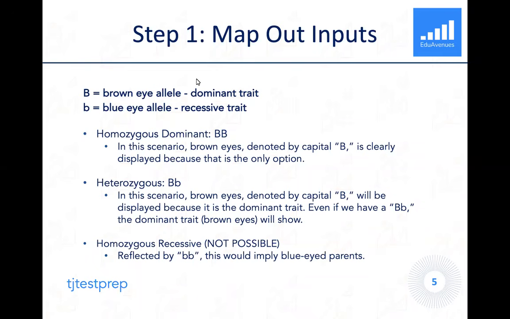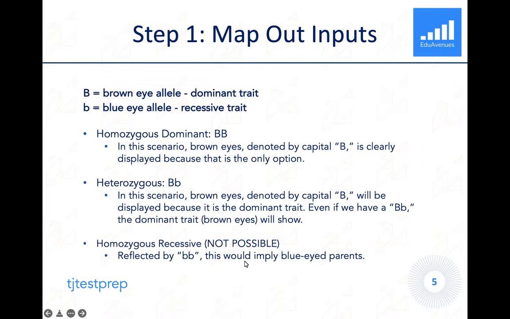Either both parents could be homozygous dominant, and in this scenario, we have brown eyes. These are denoted by a capital B. It's clearly displayed because that's the only option. The second option that we have is a heterozygous combination. In this scenario, we have also brown eyes because we have at least one capital B here. And the reason why the brown eyes are displayed and not blue eyes is because it's a dominant trait. A dominant trait would override the recessive trait in terms of what actually gets shown.